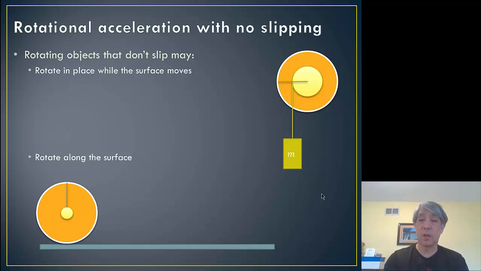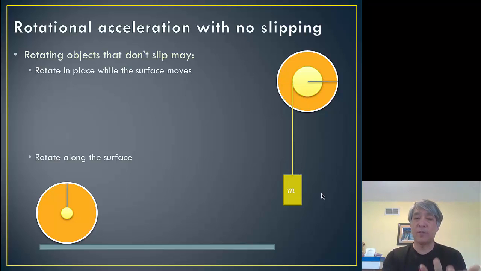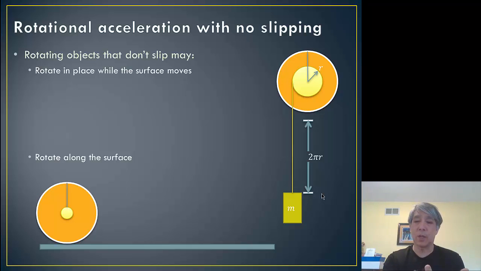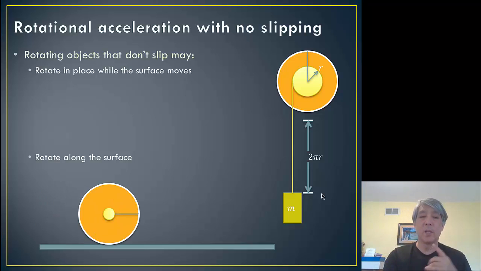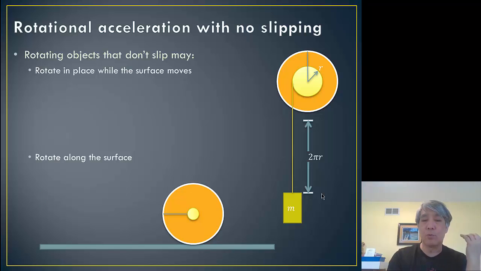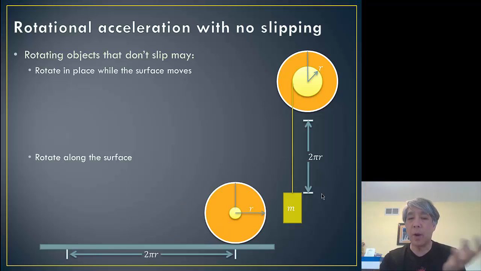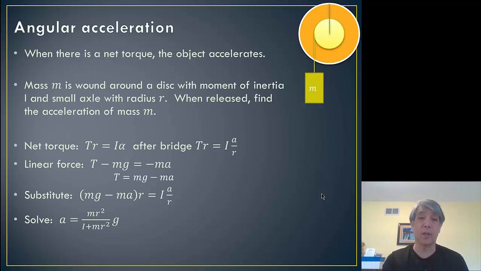So in this situation, as the weight falls, the pulley rotates. As the weight falls 2 pi r distance, the circle has rotated 2 pi radians. Similar to when the object rolls along the surface, it's gone 2 pi r and rotated 2 pi radians. So when there's acceleration, that implies that there is a non-zero net torque. So the object is going to accelerate.